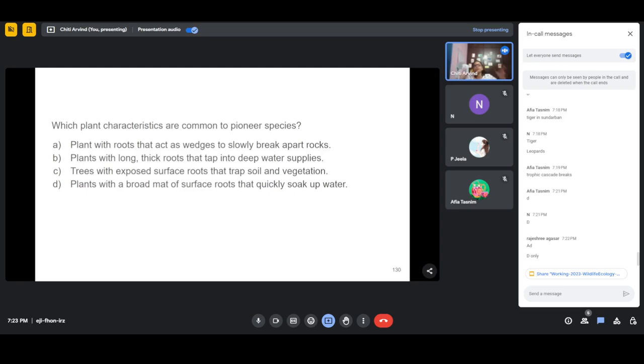In a hypothetical situation where you have a plant as a pioneer species, which of these plant features would be most suited for it to be classified as a pioneer species? That's the question.